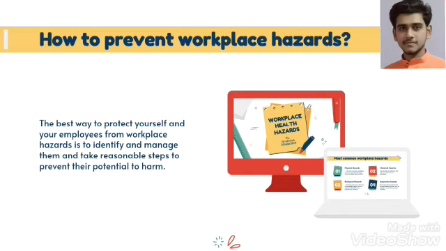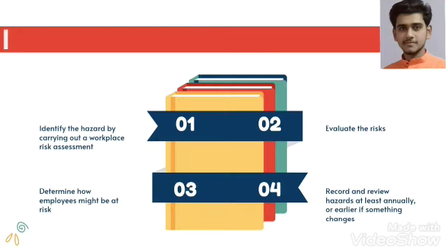In order to control the workplace hazards and eliminate or reduce the risk, you should take the following preventive steps. The first step is to identify the hazard by carrying out a workplace risk assessment. Next step is to evaluate the risk. Third step is to determine how the employees might be at risk. And the final step is to record and review or evaluate the hazards at least annually or earlier if something changes.